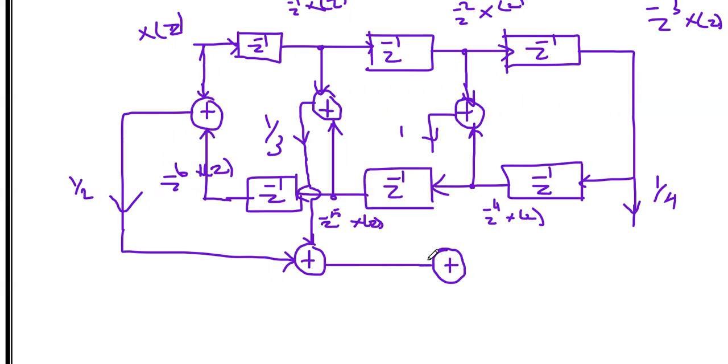So the output of this adder is given as one of the inputs, and the output of this one you just give here. Okay, you just add. Similarly, here we have to place one adder. So this one and this one you just add. The output of this adder is capital Y of Z. Okay, so this is the linear phase realization.